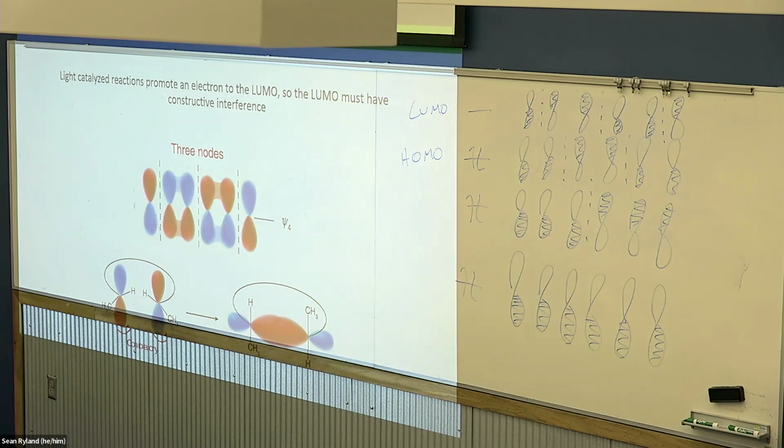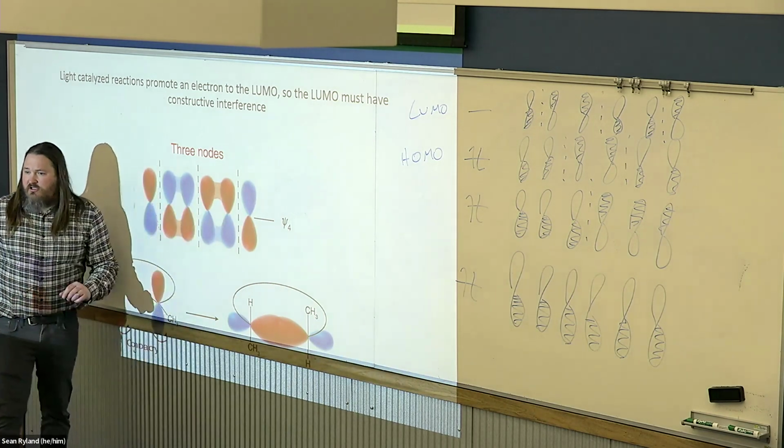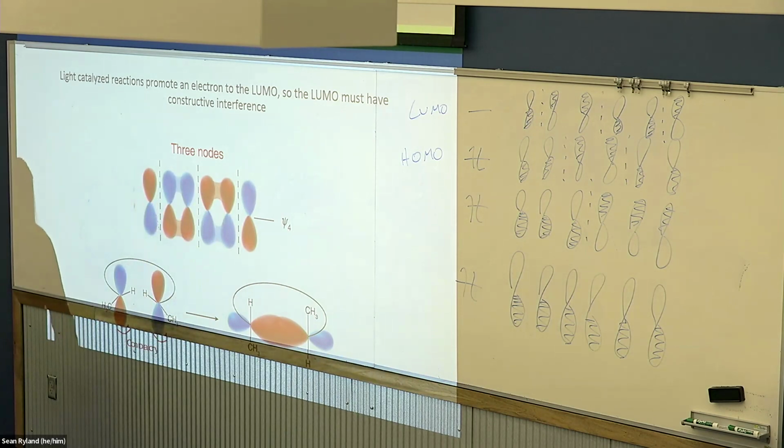So this applies to larger and smaller pi systems as well. The same idea of you need the carbons at the end of the chain to rotate so that you get constructive interference, so that they're in phase with each other.